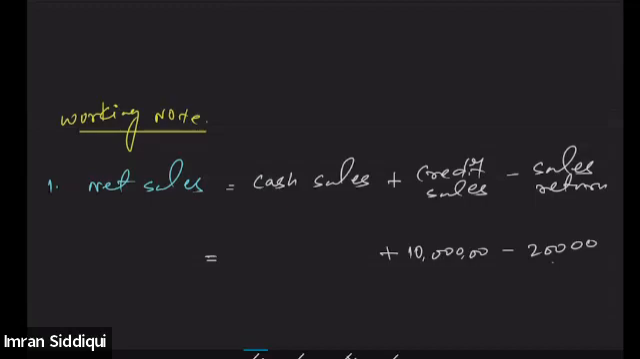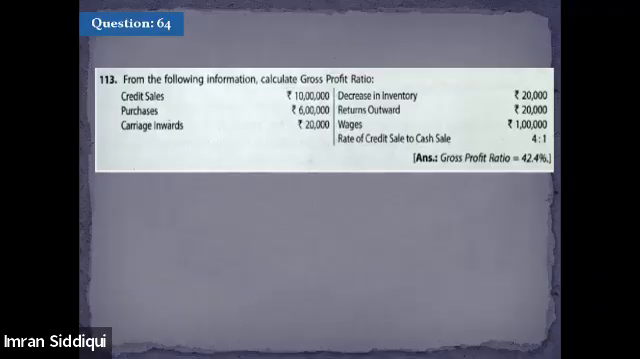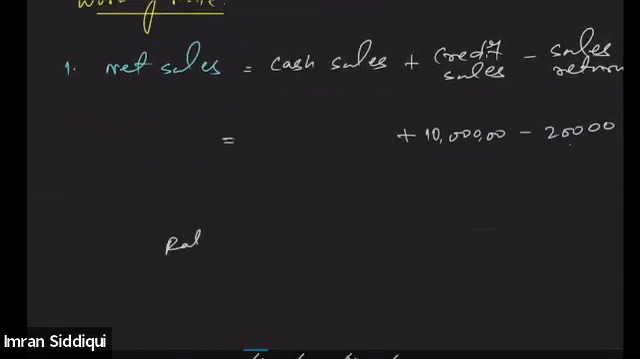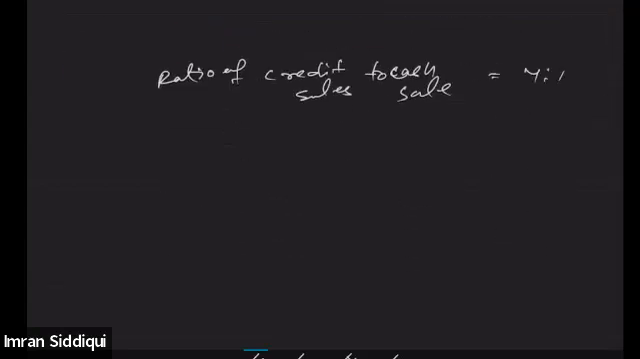Cash sales is not directly given in the question, but the ratio between credit and cash sales is given as 4:1. So the ratio of credit sales to cash sales is given, which is 4:1. That means credit sale is 4 times the cash sales, right? And we interpret it like this: credit sale is 4 times the cash sales. Can we say that? Yes or no? Please confirm.